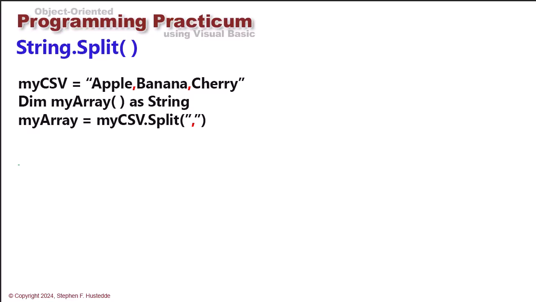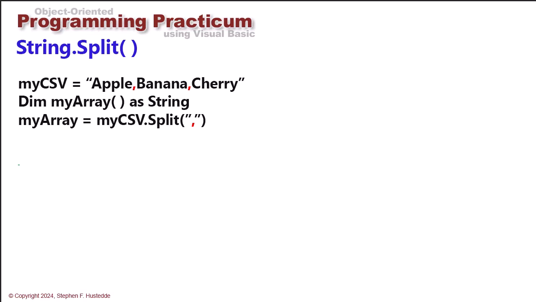The string class split method is used to break apart a string based on a delimiter, a character that separates the different parts. Often that's a comma separated value or a tab delimited value. So commas and tabs are the most common. We're not limited to that. But in this example, I have my CSV, standing for comma separated value, equals apple, comma, banana, comma, cherry.